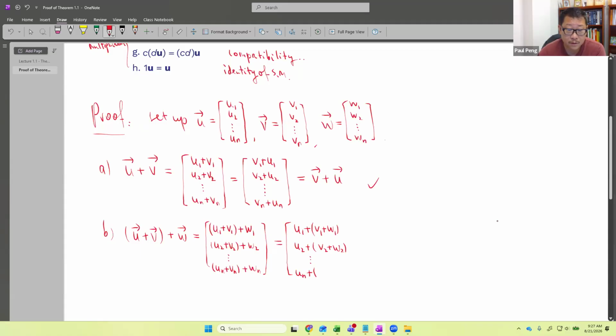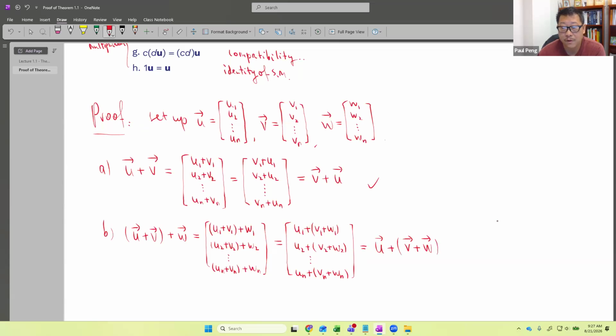u1, v1, vn plus wn. We have this, and by the definition, the first is a u vector, but we have to do the operation v plus w first by definition. See, that's associative.